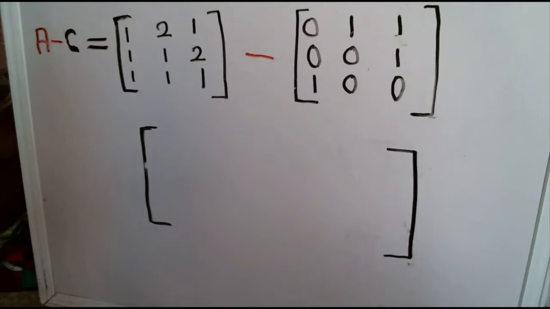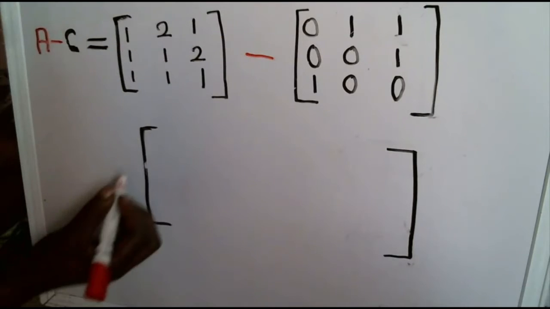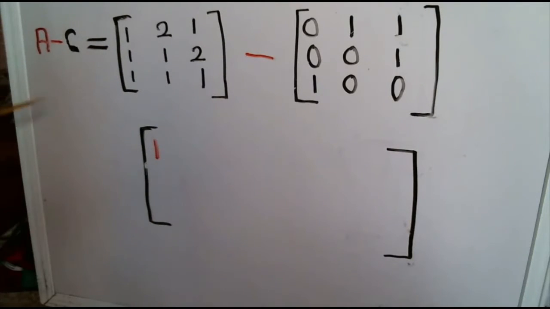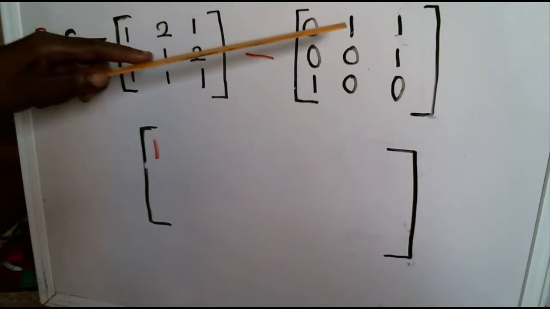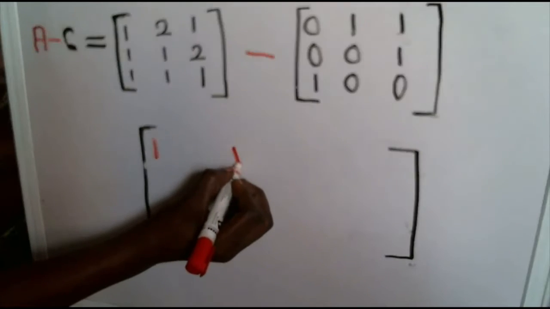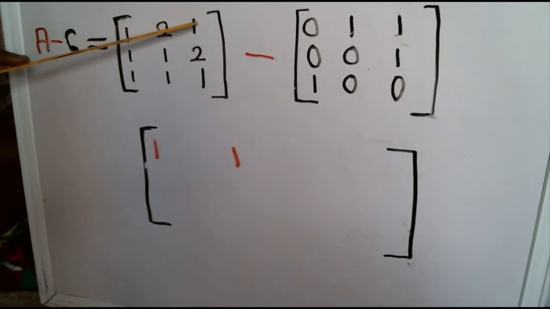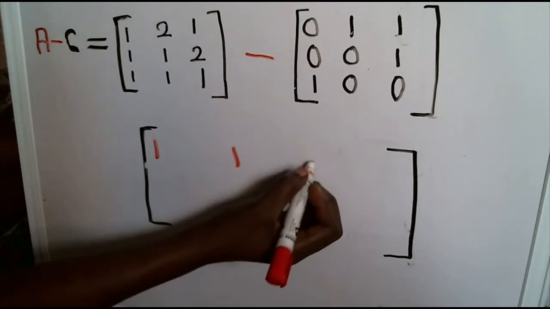Now we want to do subtraction. Earlier on we did addition. Here we want to say A minus C. Let's go. 1 minus 0, 1. 2 minus 1, 1. 1 minus 1, 0.